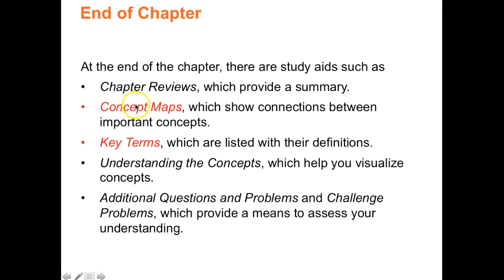So as I mentioned before, I really like concept maps, because concept maps show you the connections between all of the important concepts that you've learned in the chapter. So it's a quick visual of connecting everything together. Key terms are good because they give you a listing of the definitions, and there are a lot of definitions and terms in chemistry that you need to get familiar with. Understanding concepts, again, whenever you get a good visual of a concept, it stays with you and you're not likely to forget it easily.